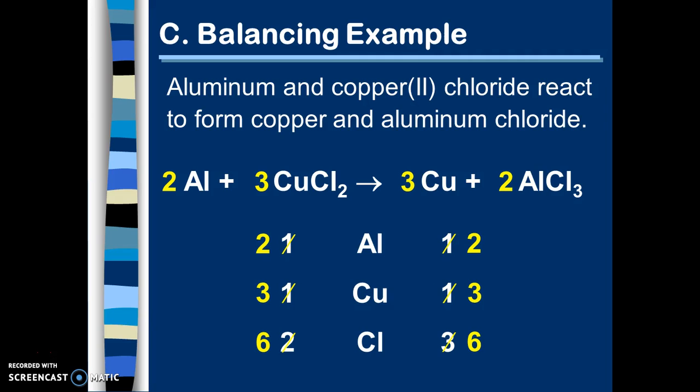A 2 to 3 to 3 to 2 ratio. That's what this reaction needs to occur in. I need 2 aluminum atoms to react with 3 copper chloride units at all times. If I don't have that ratio, the reaction will not take place.